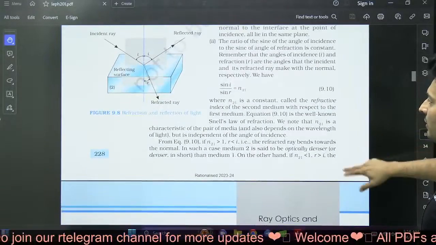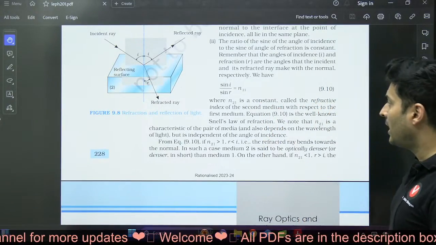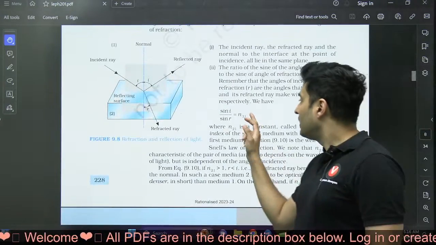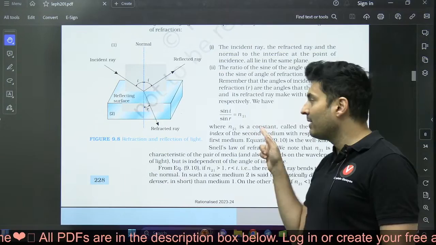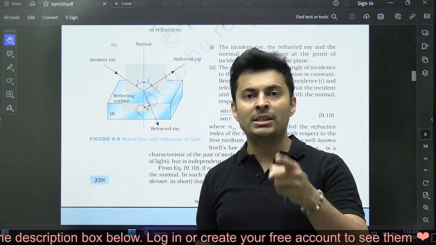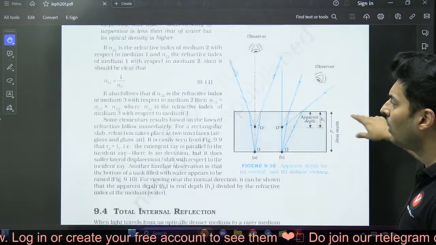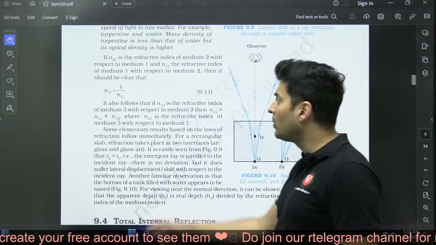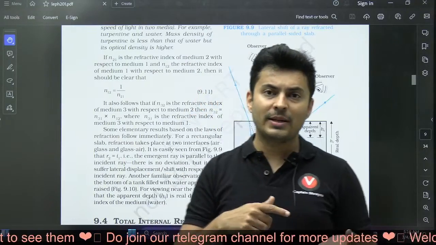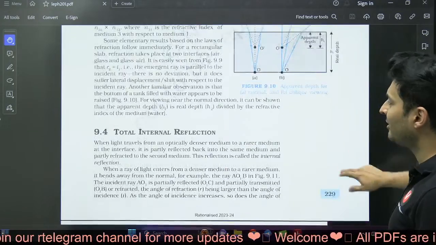Then you have refraction, which is sine of i by sine of r is the refractive index. And here you also get lambda 1 by lambda 2, which is also c1 by c2. Frequency does not change, please keep that in mind. The wavelength of the light changes when the medium changes. Okay, so that's why I said c1 by c2 and also lambda 1 by lambda 2. Also remember, the refractive index of 1 with respect to 2 is the reciprocal of the refractive index of 2 with respect to 1. So 1 mu 2 is the reciprocal of 2 mu 1.